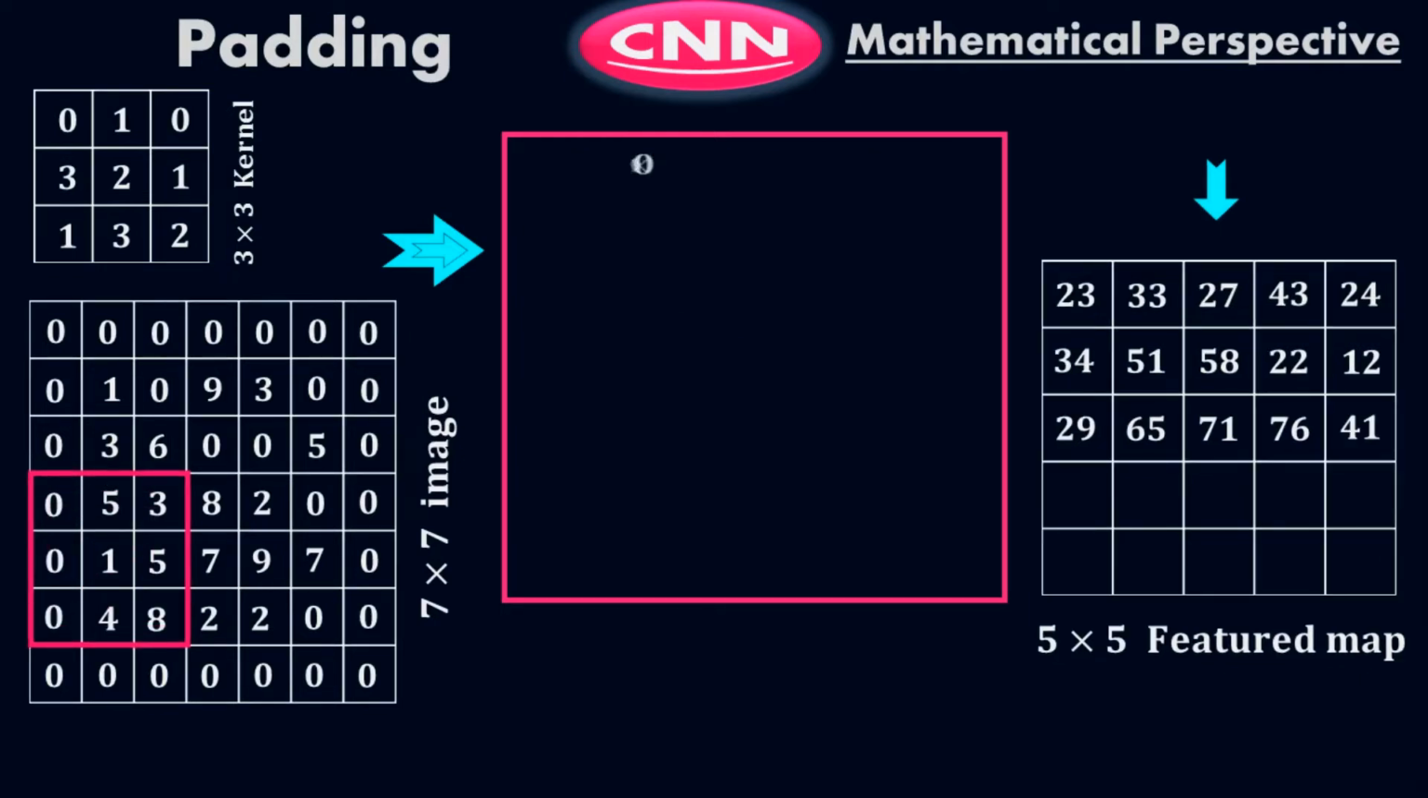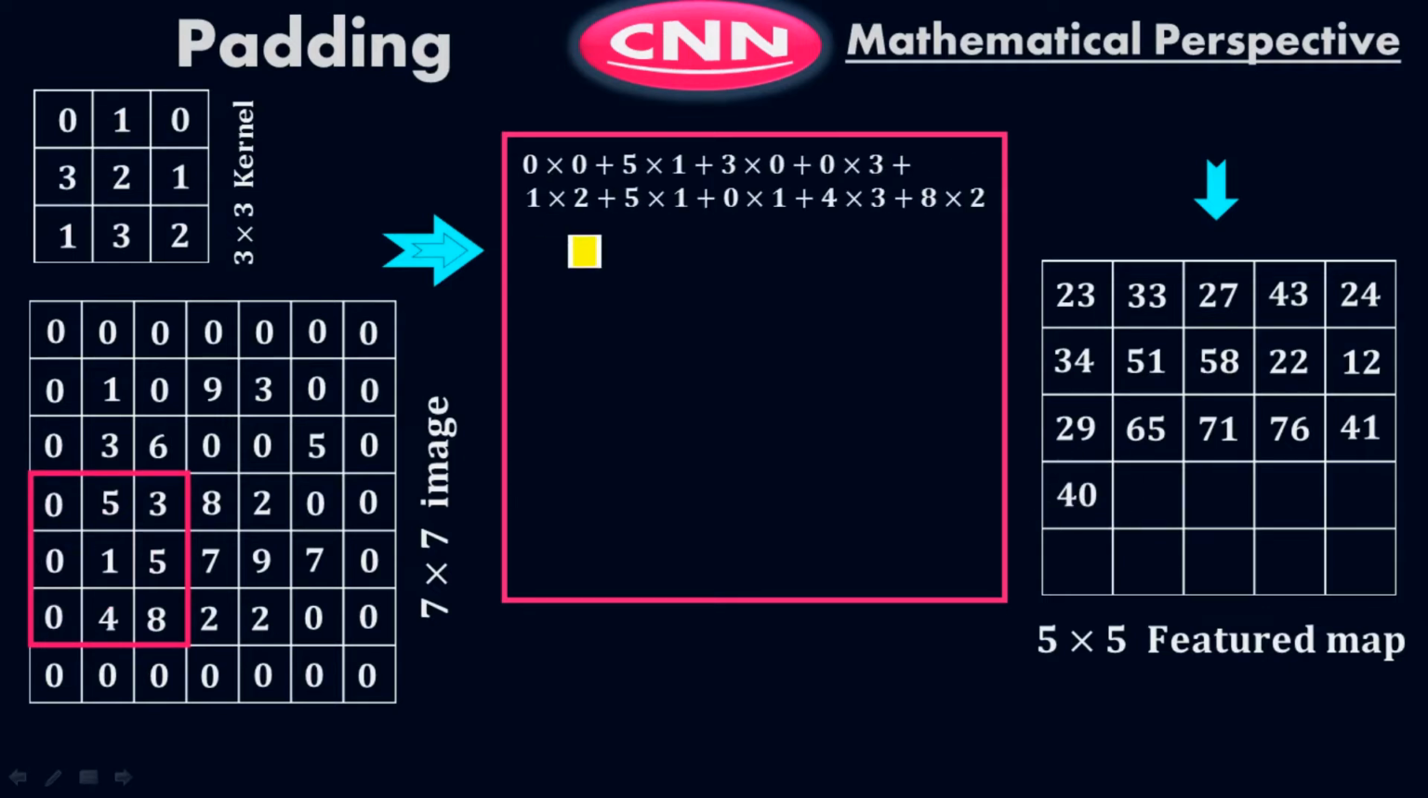Take the product with the kernel, you will get 40. 0 times 0 plus 5 times 1 plus 3 times 0 plus 0 times 3 plus 1 times 2 plus 5 times 1 plus 0 times 1 plus 4 times 3 plus 8 times 2. If you simplify this expression with all the multiplications and additions, you will get 40.